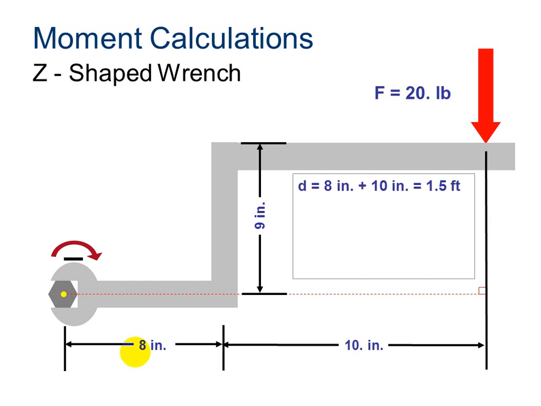I need to convert those 18 inches to feet by adding the 8 inches here and the 10 inches here. 18 inches divided by 12 is 1.5 feet. To calculate the moment, I do the distance times the force. It's that easy. 20 pounds of force being exerted at 1.5 feet away makes 30 foot-pounds for my moment.